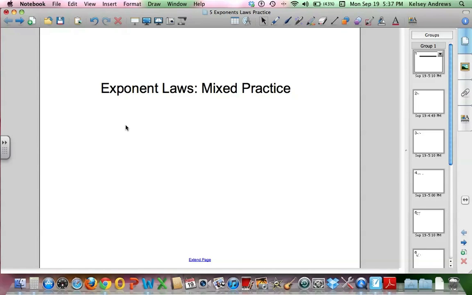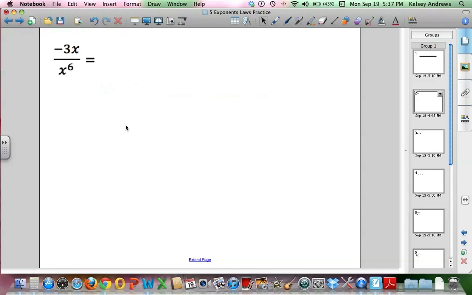Hi, it's Miss Andrews and Miss Conley, and we're here to go over a couple of exponent problems with you. We've talked about the four laws so far: when we're multiplying with powers, dividing with powers, raising powers to powers, and the zero exponent. Okay, so this first problem is a division problem.